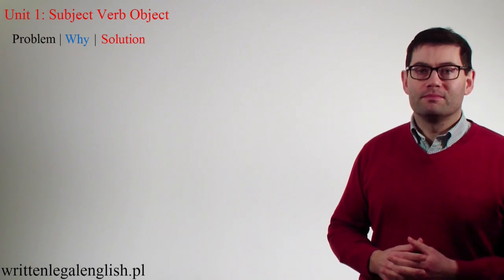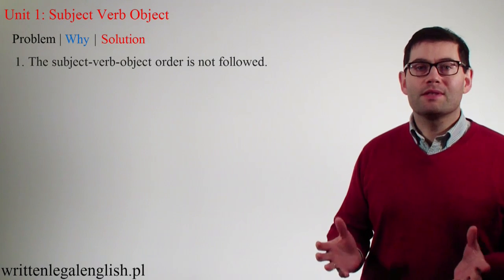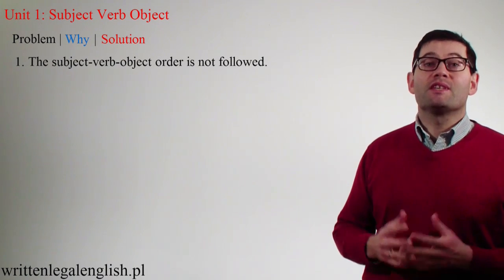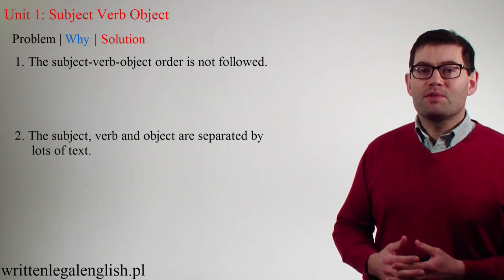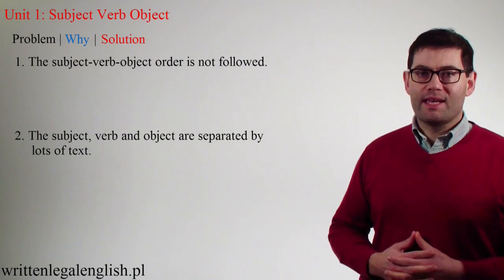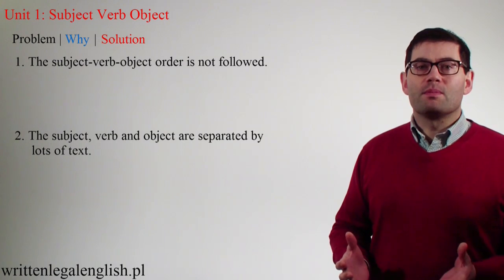In this first unit we will look at one of the most important writing rules, the relationship between the subject, verb and object in a sentence. First of all, what's the problem? Well, there are two problems. One, the subject-verb-object structure isn't followed in legal writing, and two, the subject, verb and object are separated by lots of text. Why is this a problem?